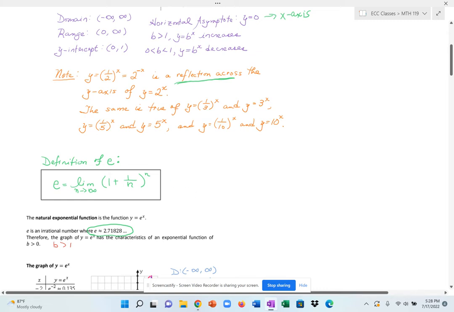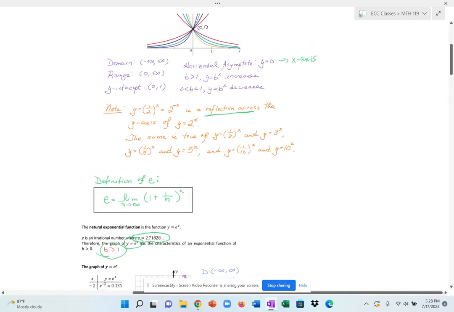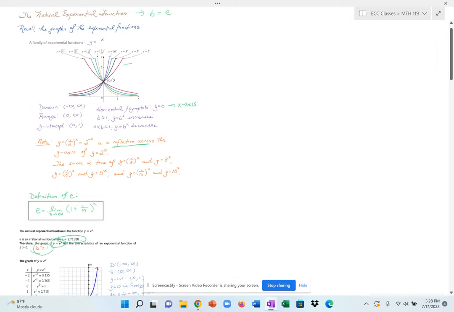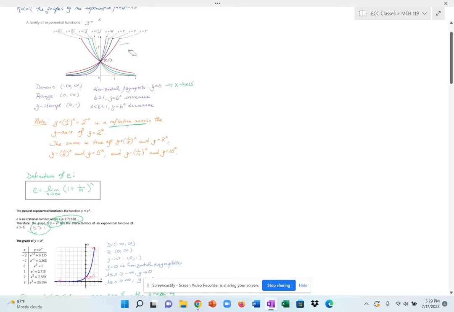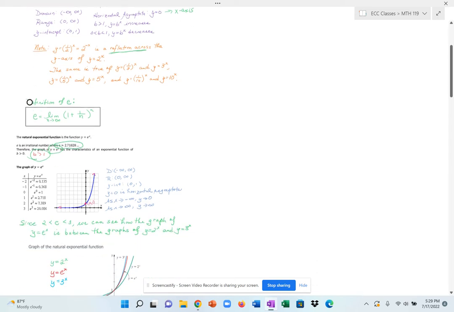So that means that if e is about 2.71, then the graph of e to the x is going to look like the graphs where b is greater than 1. So in other words, the graph is going to look more like these graphs where they're increasing from left to right. But all the other attributes will be the same. Domain is still going to be all real numbers. Range will be all positive numbers. The x-axis is the horizontal asymptote, and your y-intercept will be at (0, 1).